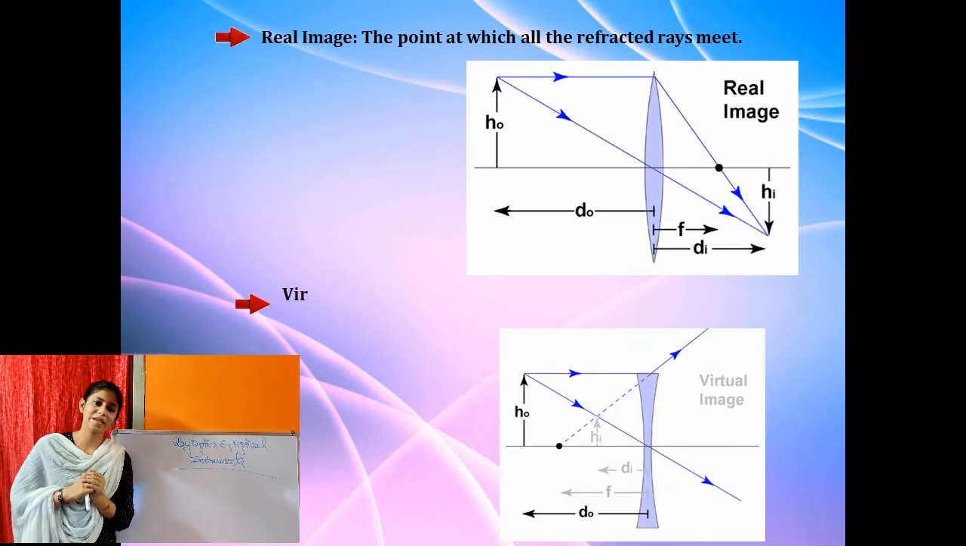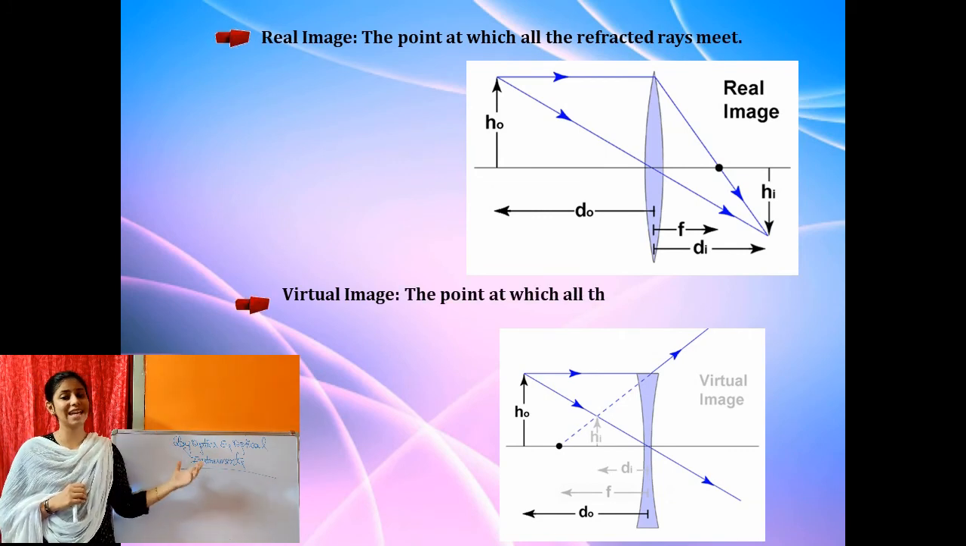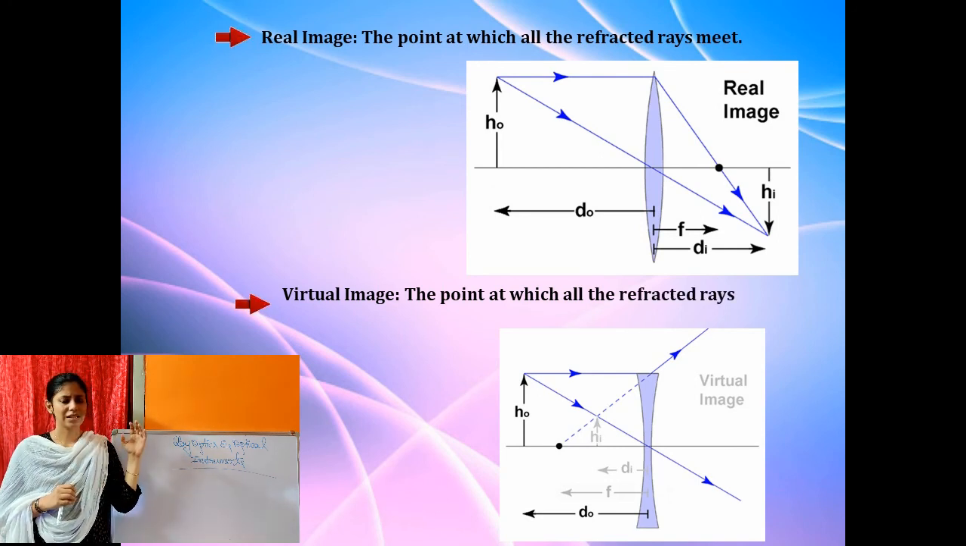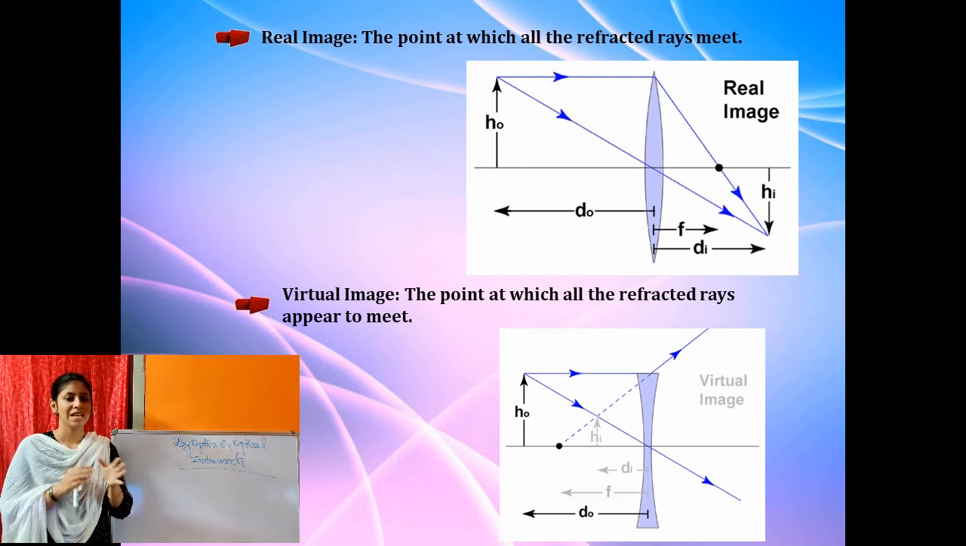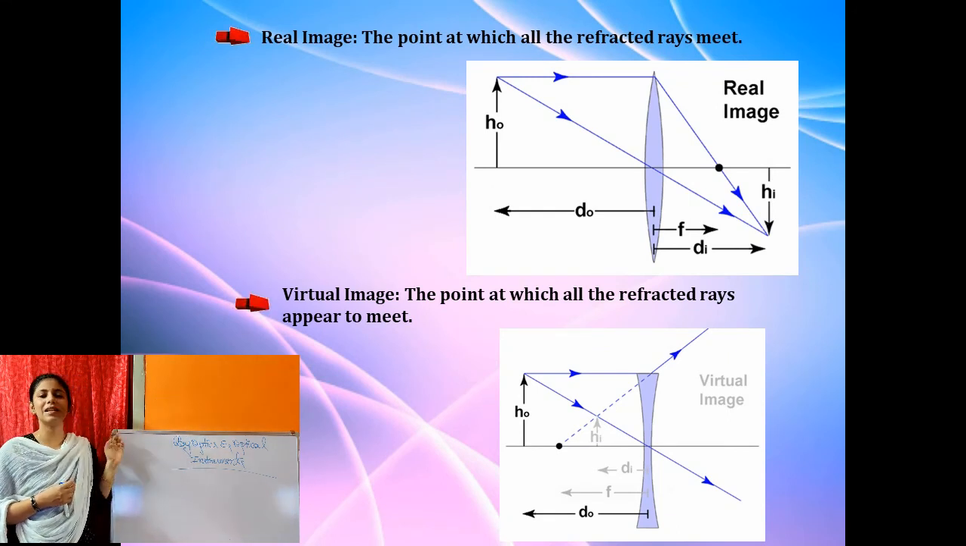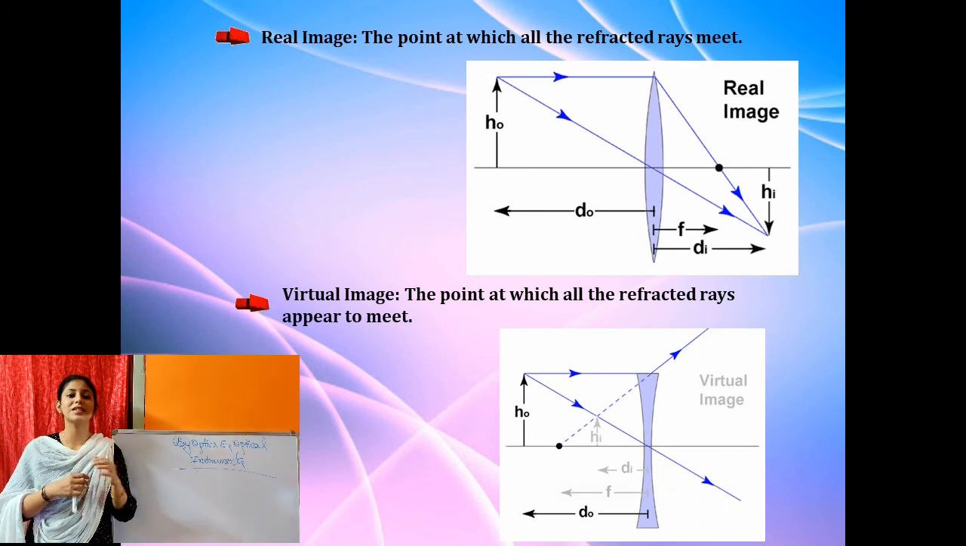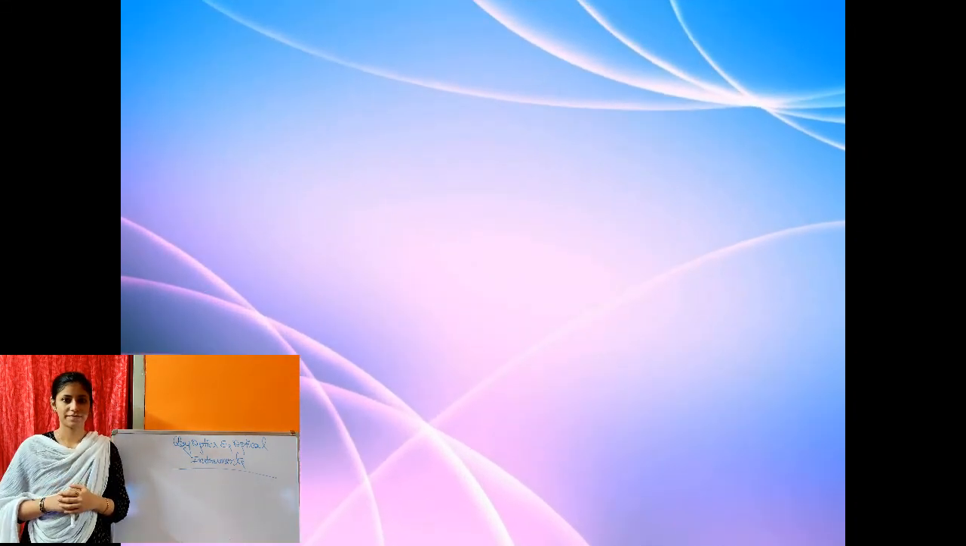Next one is the virtual image. As you can see here, we have taken an example of a concave lens. Since this is a diverging lens, the light will not meet at a point after refraction. What we have to say here is that the light rays appear to meet, because as you can see we have extended the rays back. So the point at which all the refracted rays appear to meet is called the virtual image.